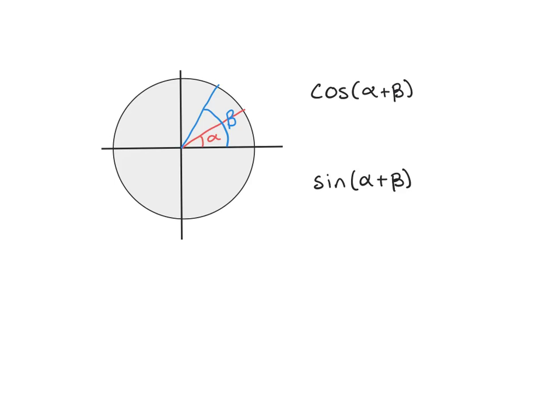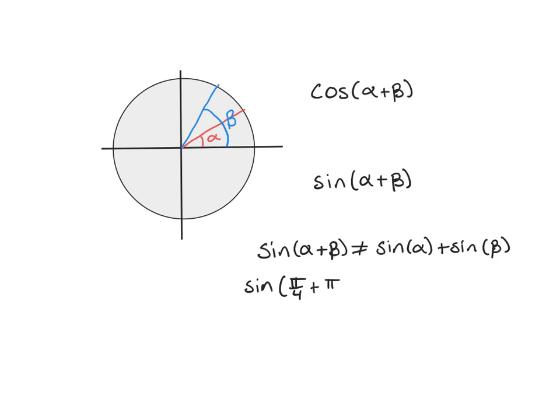One notion to dispel early is that it is not just the sum of the individual angles, and I'll show you why. So sine of alpha plus beta is not the sine of alpha plus the sine of beta. And an easy example to use is pi over 4. So if we look at the left-hand side, sine of pi over 4 plus pi over 4, we know pi over 4 plus pi over 4 is pi over 2. And the sine of pi over 2 is 1.